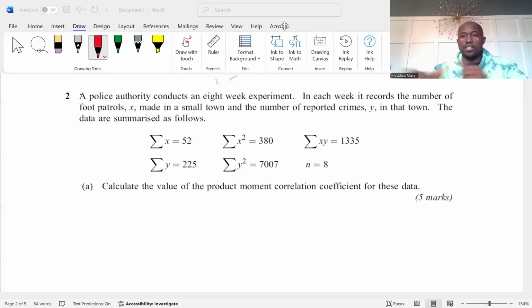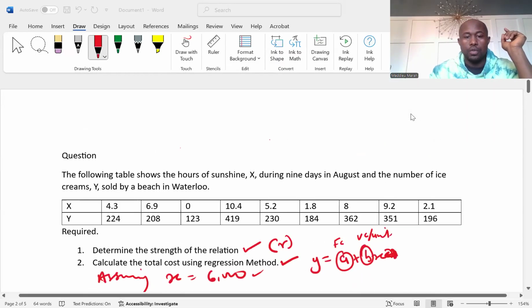All right, guys. So let's solve this question. Let's see how we can tackle this question. Remember, the requirements here remain the same. We go with this requirement.